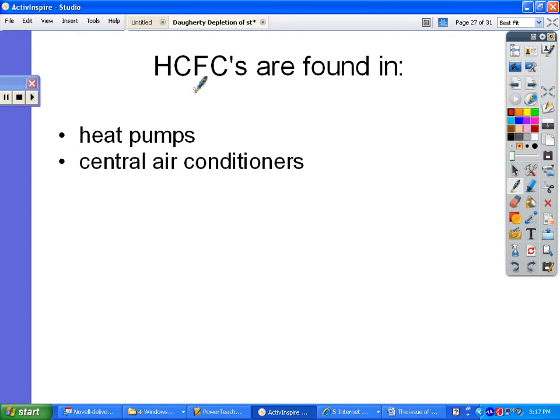Then we have an alternative called HCFCs. We'll talk about that in a moment. It's not quite as bad as CFCs, but you'd find these in heat pumps and air conditioners.